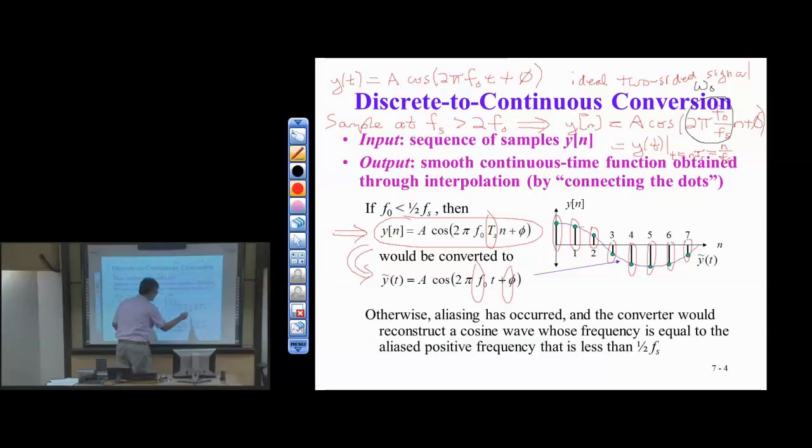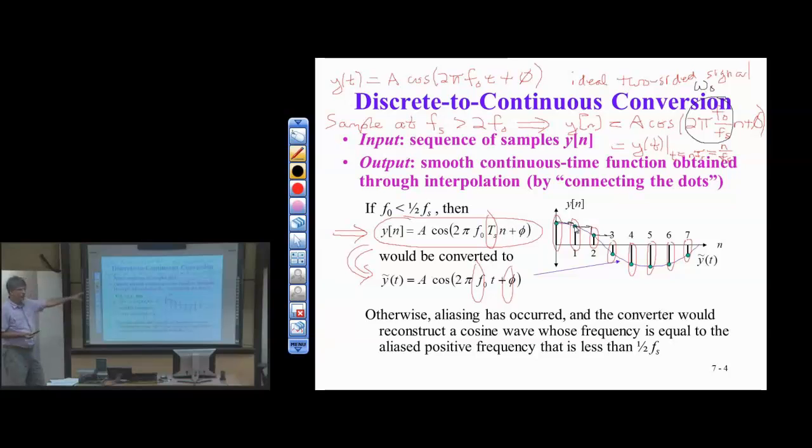I've just hand sketched an interpolation here. I could use zero order hold. What would happen if I do zero order hold? How would you describe it? Staircase, right? So I could hold this sample until the next sample comes, hold that sample till the next sample comes, and I get a staircase approximation in the reconstruction. Now that's got a lot of harmonics.